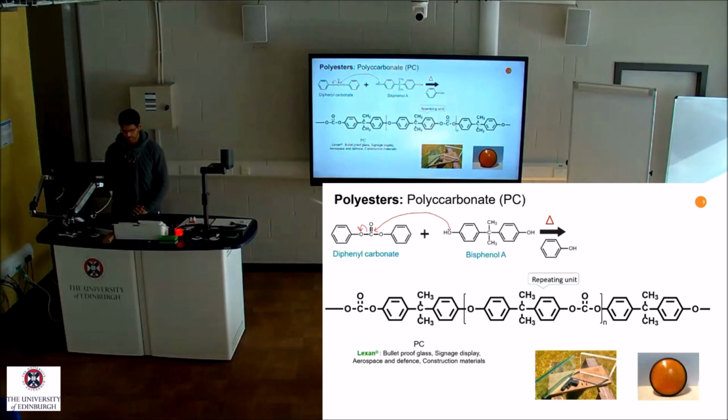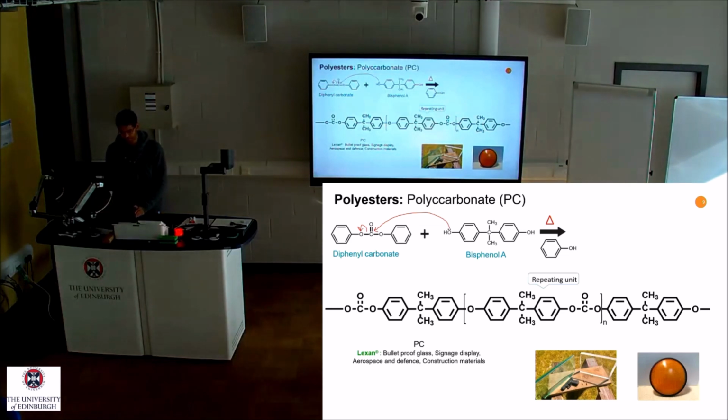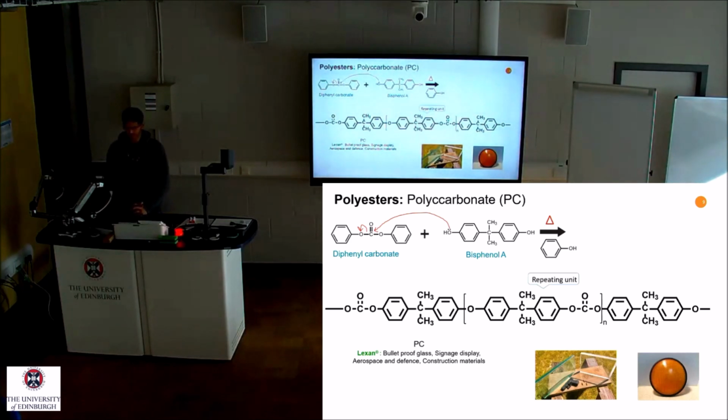The industrial application is called Lexan, and you can use it for bulletproof glass, which is really exciting. Also useful for signage display, aerospace and defense industry, construction materials. So you may think, wow, this is so strong that you can use it inside a bulletproof glass. But if you understand how a bulletproof glass is actually manufactured, then you will understand that actually this is not the material which is stopping the bullet, right?